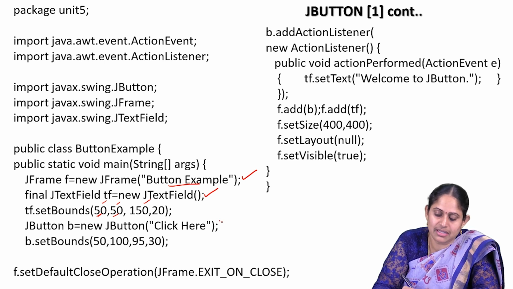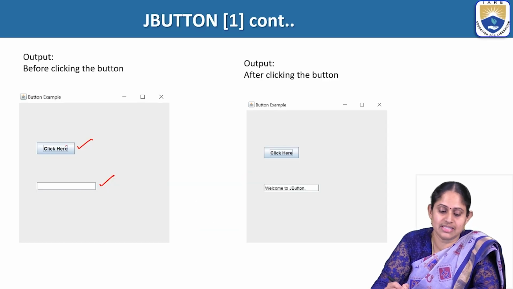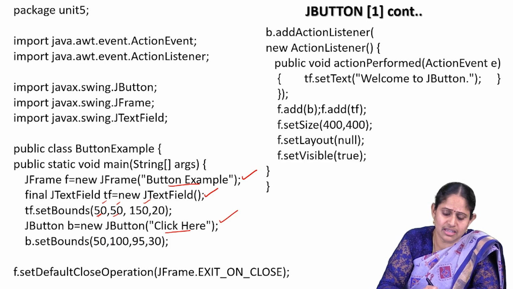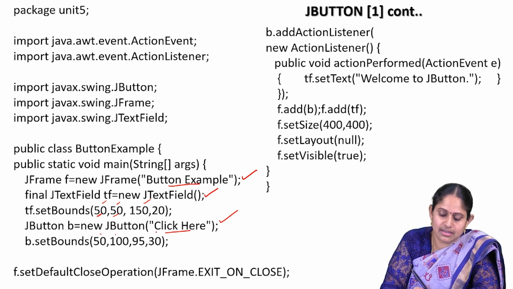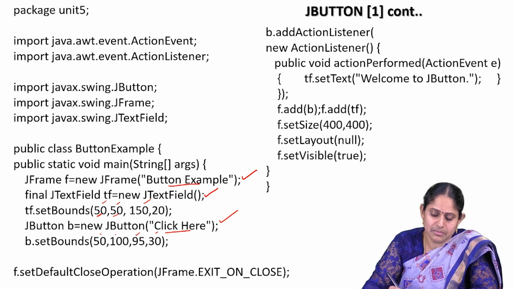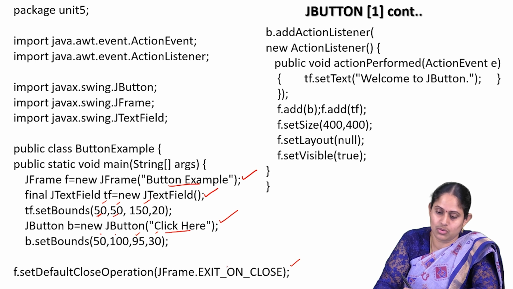Then we are creating a button with the message click here. So on that button we get this click here message, because we have passed that string as the name of the button. It starts at x coordinate 50 and y coordinate 100, and the width of the button is 95 by 30. And on this frame, when we close the frame, we are defining it to exit on close.